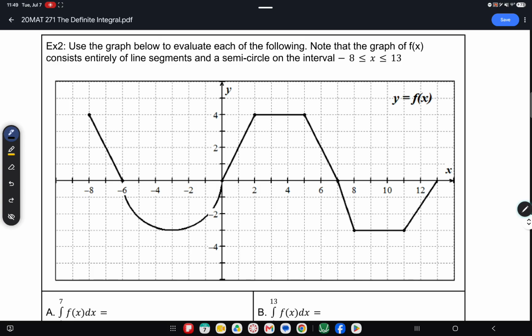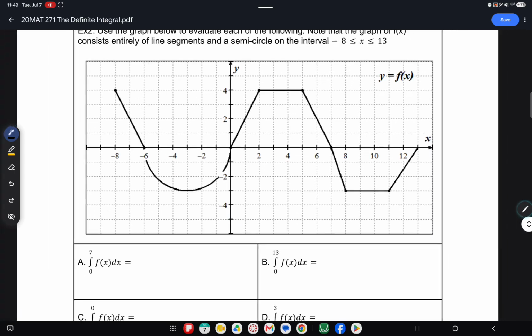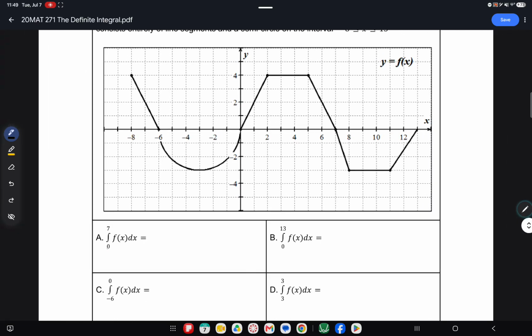So let's go from a graph here. Use the graph to evaluate each of the following. Note that the graph of f of x consists entirely of line segments and a semicircle, from -8 to 13. So let's see if we can evaluate some of these. So we want the area under the curve from 0 to 7. For 0 to 7, it's this trapezoid here, right?